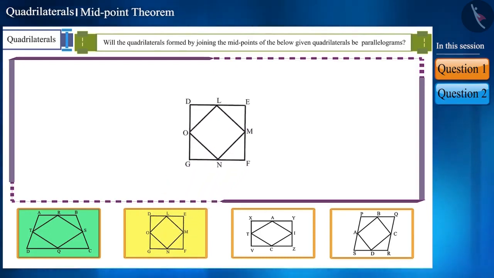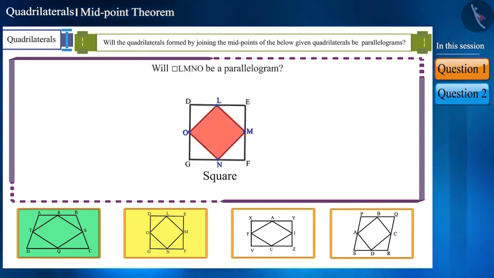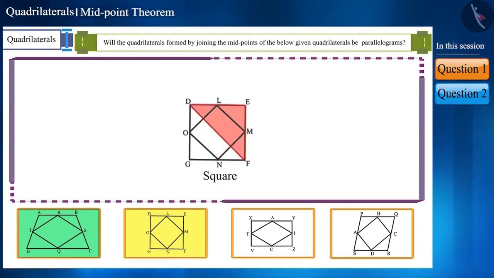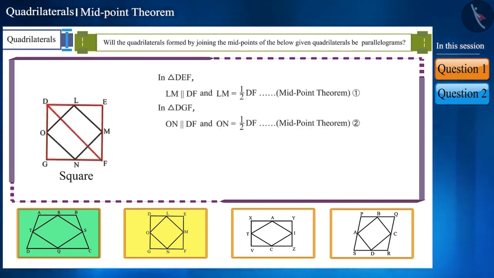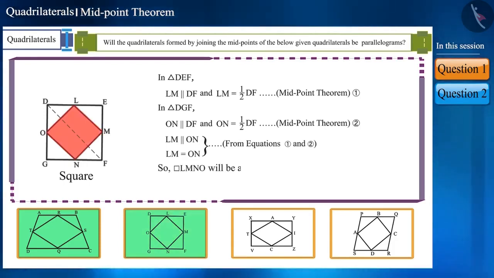Friends, the second quadrilateral DEFG is a square. Will the quadrilateral LMNO formed by joining its midpoints also be a parallelogram? Yes. Here too, by making the diagonal DF, we can get two triangles DEF and DGF. You can also make the diagonal GE. And by using the midpoint theorem in both the triangles, we can say that LM is parallel and equal to ON. Therefore, quadrilateral LMNO will be a parallelogram.